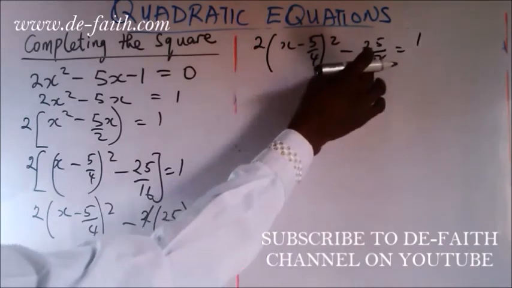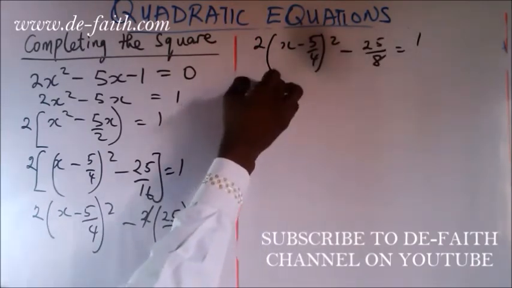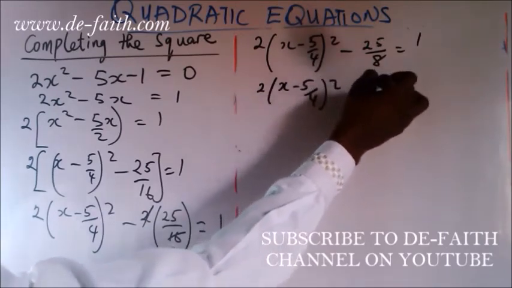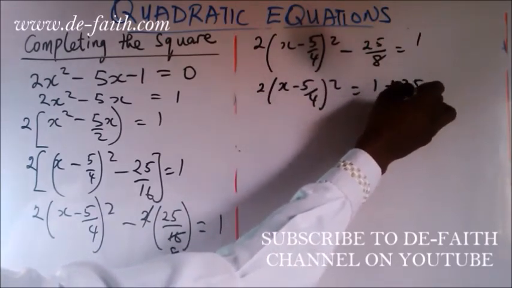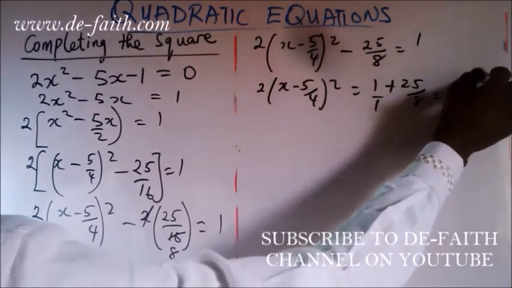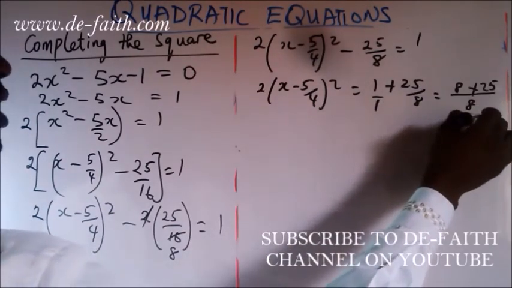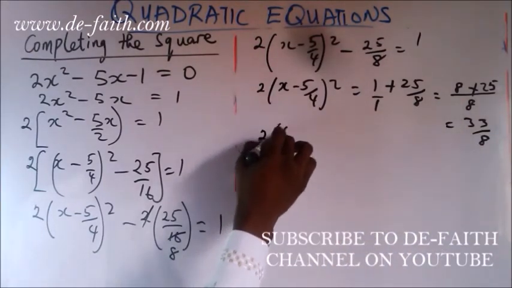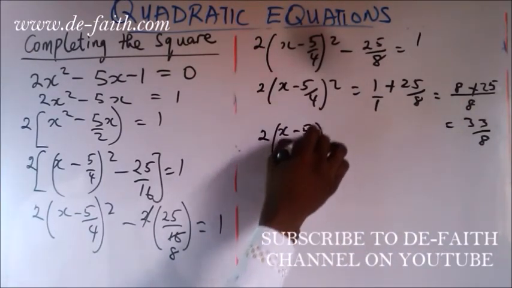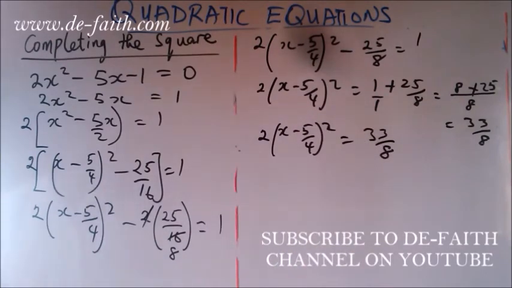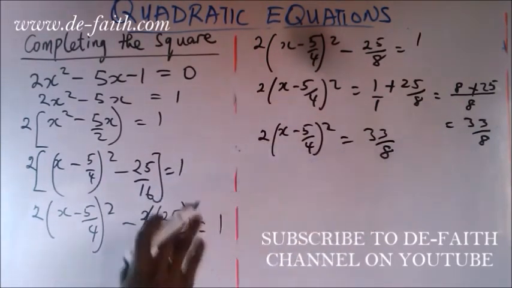Now if we bring this over here, we'll have 2 into bracket x minus 5 over 4 all squared equal to 1 plus 25 over 8. And when we find the LCM of this, 8, we have 25, and that will be 33 over 8. So we have 2 into bracket x minus 5 over 4 squared equal to 33 over 8. The next thing now is that let's divide through by 2.